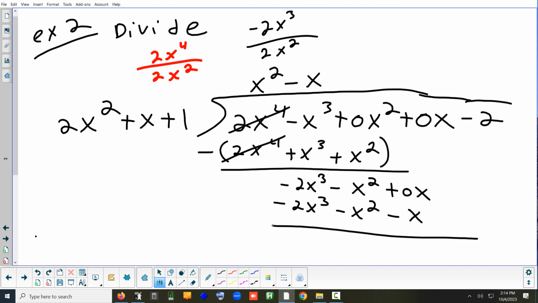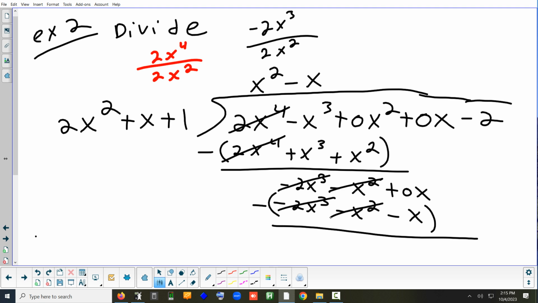Okay. And what do we do with those columns? You're going to subtract them. Raina, what's negative 2x cubed minus negative 2x cubed? 0. That's going to cancel out. Brady, what's negative x squared minus negative x squared? That's also 0. So we got two things that cancel. When that happens, that's great because it's going to shorten the problem. And then the last part, 0x minus x.